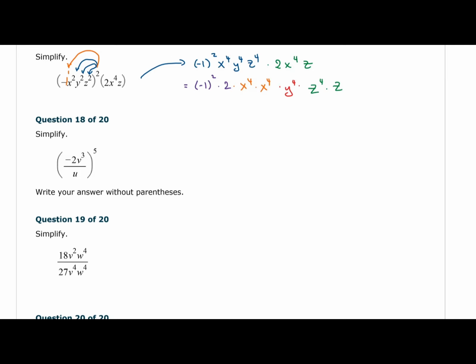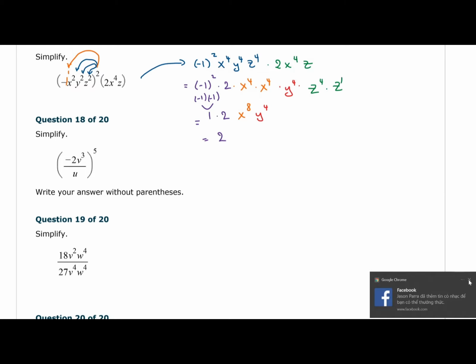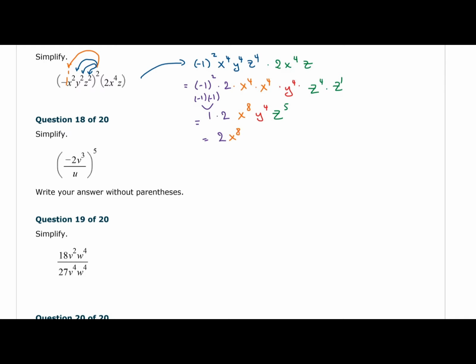Alright, now we're going to multiply them out. Negative 1 squared is negative 1 times negative 1. That will be positive 1 times 2. That will give you 2. x to the 4 times x to the 4 will be x to the 8, because 4 plus 4 is 8. y to the 4 is still y to the 4, and z to the 4 power times z to the first power will be z to the 5th power. Alright, that's it. So the answer is 2x to the 8, y to the 4, and z to the 5th power.